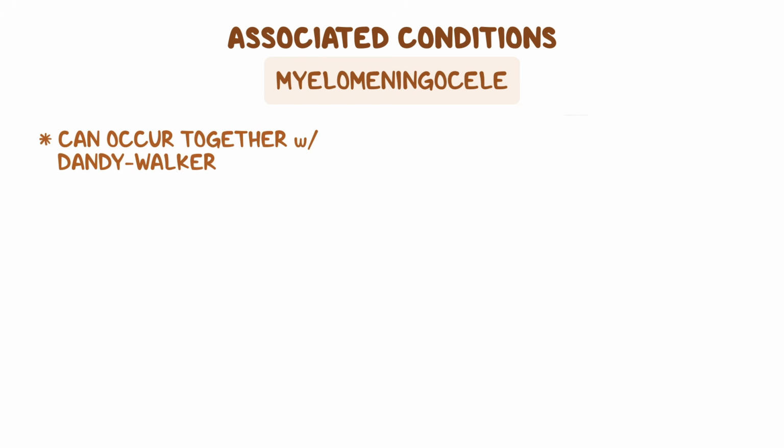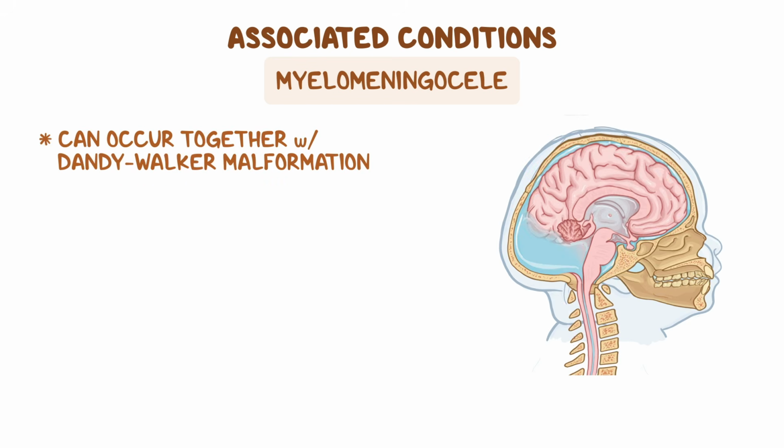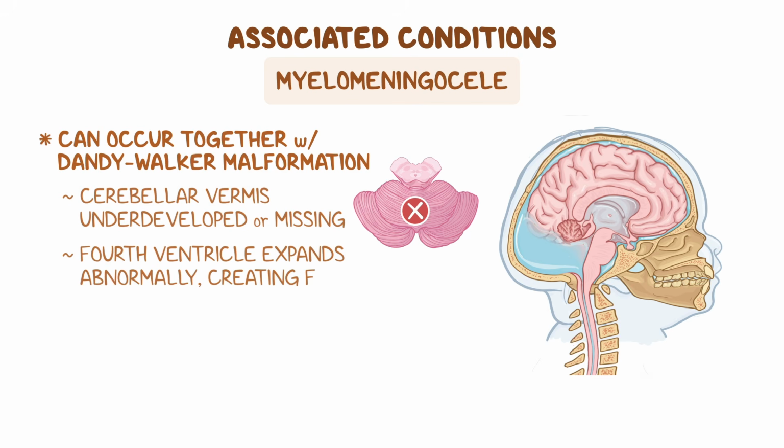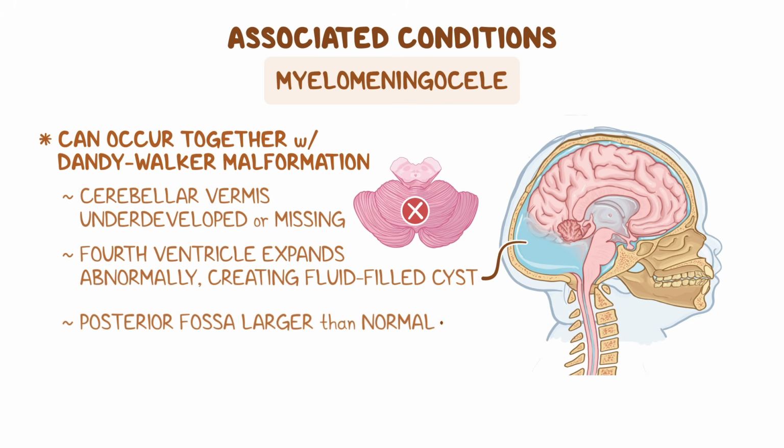Lastly, myelomeningocele can occur together with Dandy-Walker malformation. In this condition, the cerebellar vermis, which normally connects the two halves of the cerebellum, is either underdeveloped or missing altogether. Without the vermis filling its usual space, the fourth ventricle expands abnormally, creating a fluid-filled cyst in the posterior fossa. This cystic dilation of the fourth ventricle pushes surrounding structures outward, causing the posterior fossa to become larger than normal, a classic finding of this condition.